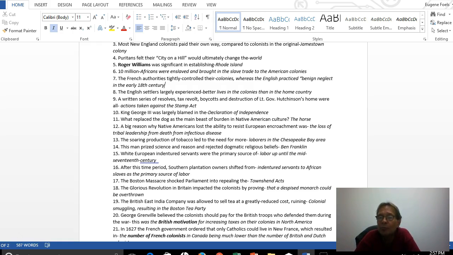The horse, probably the most significant overall impact on Native American society, especially in the plains, was the introduction of that animal. 12, a big reason why Native Americans lost the ability to resist European encroachment was the loss of tribal leadership from the death from infectious diseases. Smallpox was very deadly to Native Americans.